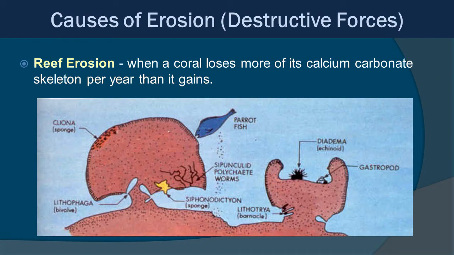Now let's look at the flip side, which would be erosion. Erosion is when a coral loses more of its calcium carbonate skeleton per year than it gains. And you can look at this also from the aspect of a larger reef system as well. This occurs in a number of different ways we're going to get into.